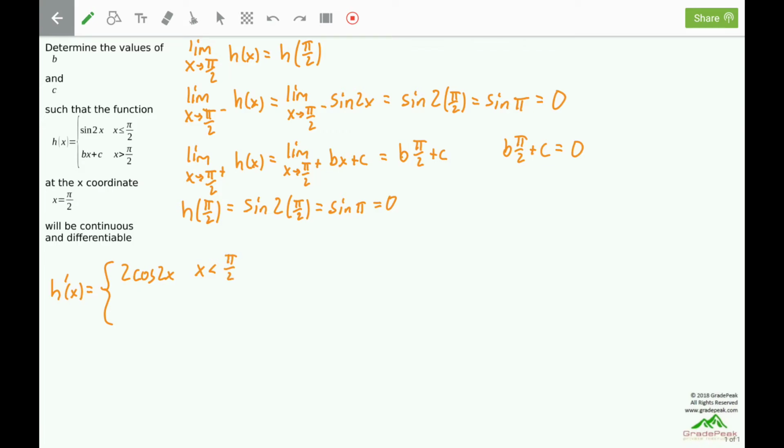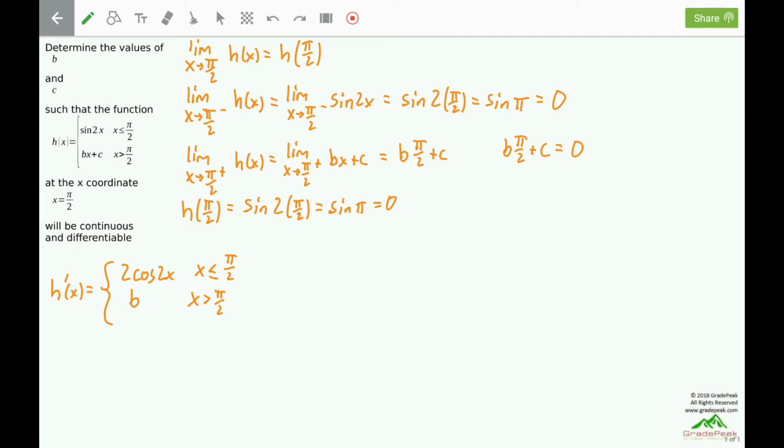We cannot include the pi over 2 unless we know it's differentiable, but we are finding the b and c that make this differentiable, so we can include it, because we're going to find the b and c to make this true. The second expression, bx plus c, with b and c being constants, the derivative of bx, constant times x, will just be the constant b. The derivative of c, a constant alone, will be a 0. And this will be true for x greater than pi over 2.